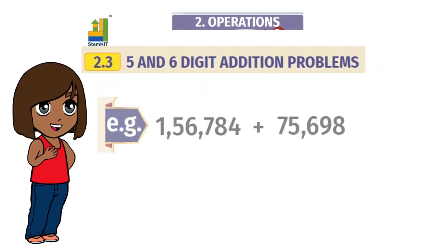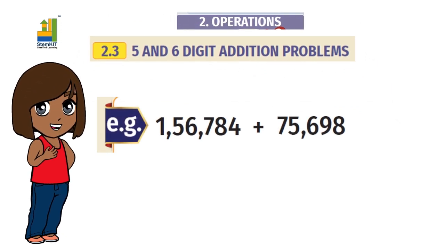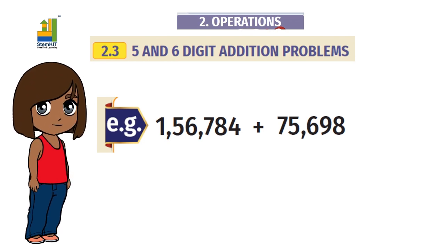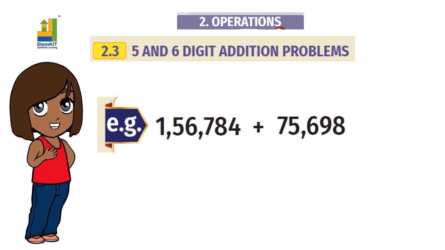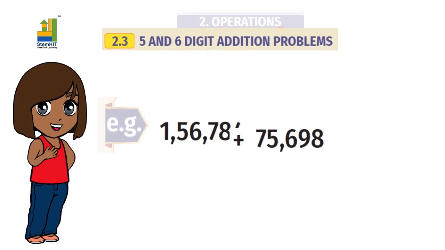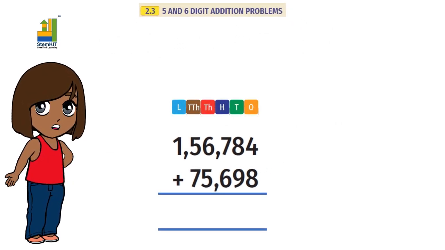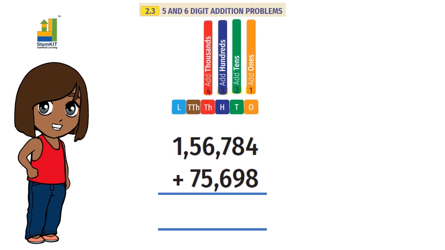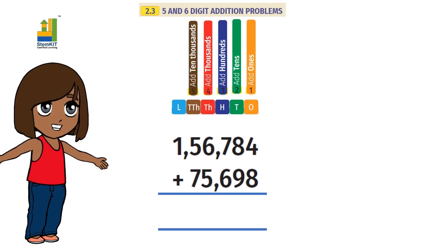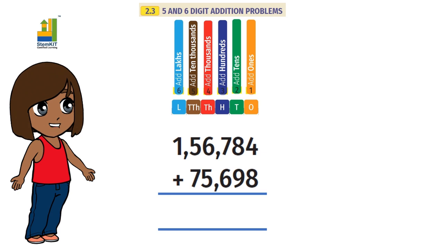We have to add 1,56,784 and 75,698. The most important thing is aligning the numbers to the right and writing the numbers according to their place values one below the other before adding. We have to add ones, then tens, then hundreds, then thousands, then 10,000s, and then lakhs. The order is lowest place value first.